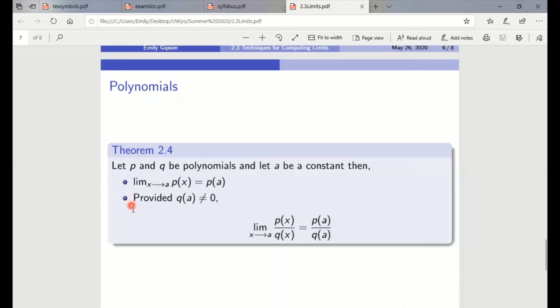And then when it comes to rational functions, so a polynomial divided by another polynomial, as long as our polynomial on the bottom, q evaluated at a, does not equal 0, the limit as x approaches a of a polynomial p of x divided by a polynomial q of x is equal to p evaluated at a divided by q evaluated at a. So let's go ahead and see another example.